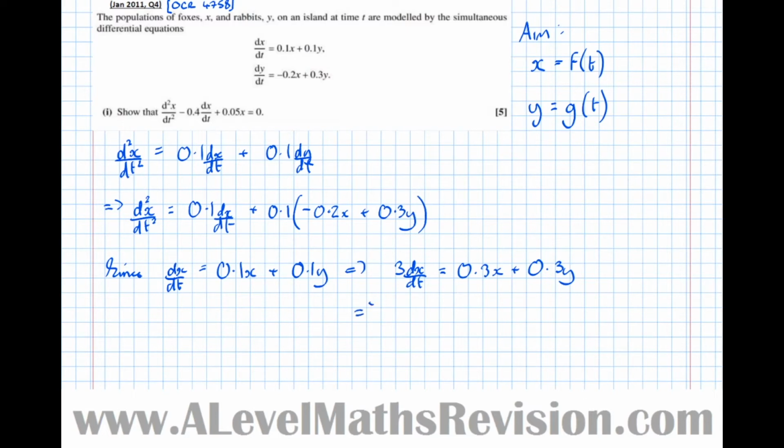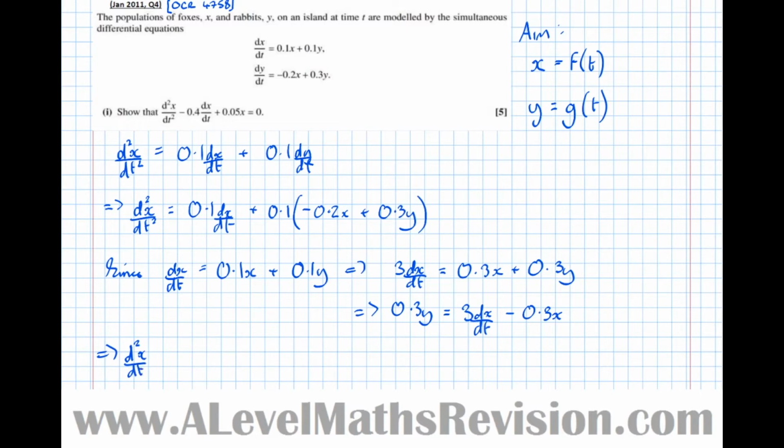So since dx by dt equals 0.1x plus 0.1y, let's times it by 3. That means that 3 dx by dt equals 0.3x plus 0.3y, and rearranging it to say 0.3y equals, we get 0.3y equals 3 dx by dt minus 0.3x.